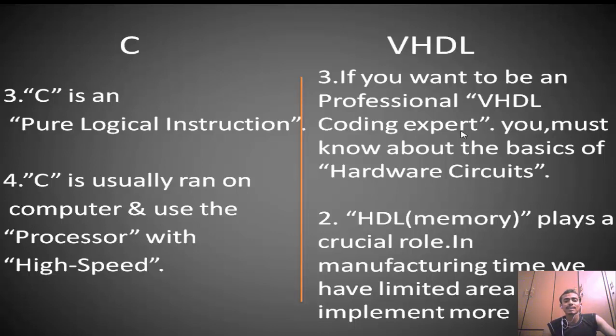C is usually run on a computer and uses a processor with high speed. Moving on to VHDL, memory plays a crucial role. Why does memory play a crucial role? In manufacturing, we have a limited area. In that limited area we have to implement a number of transistors, BJTs, MOSFETs, whatever hardware circuit we have to implement, in the required small area. That's why memory or space plays a crucial role in the hardware description language, that means VHDL.